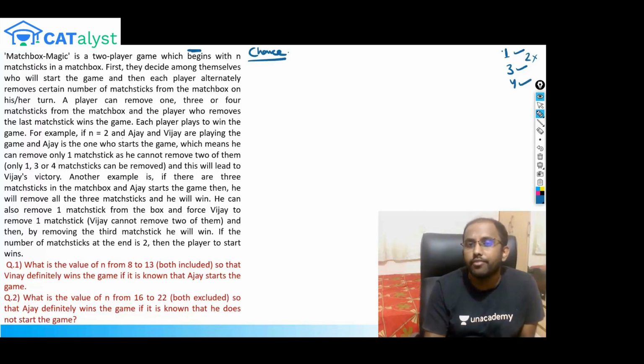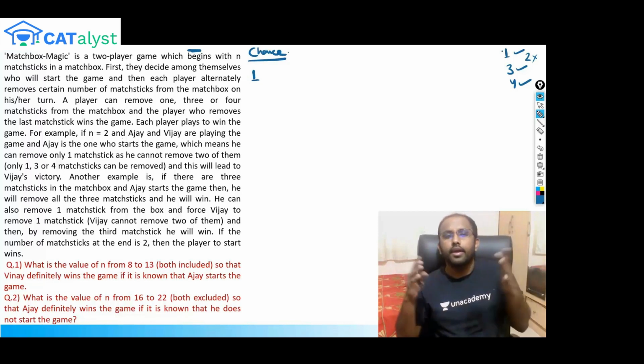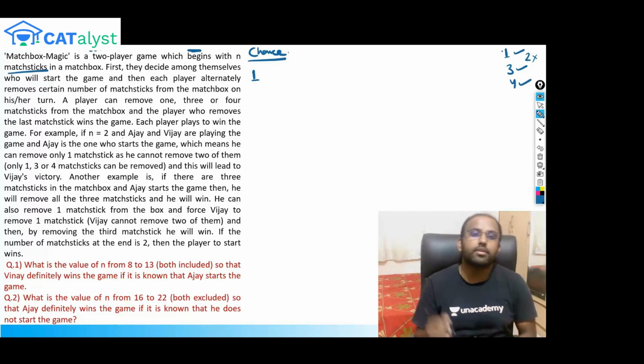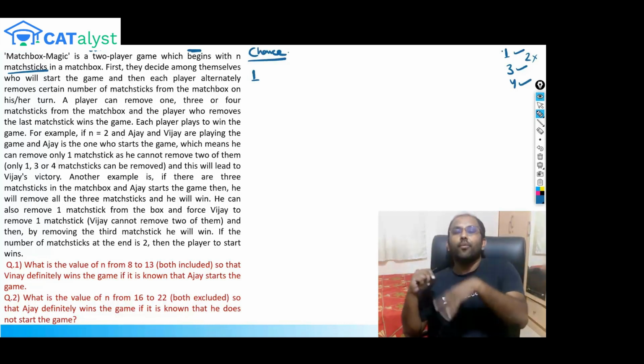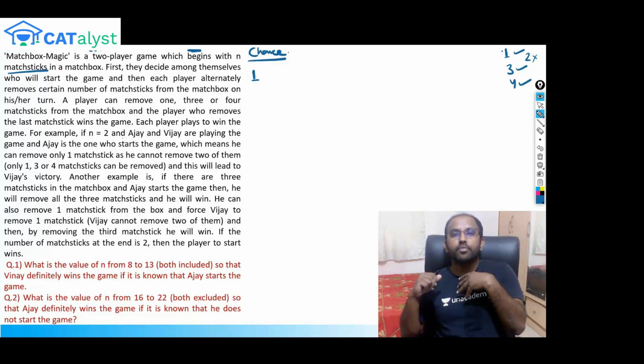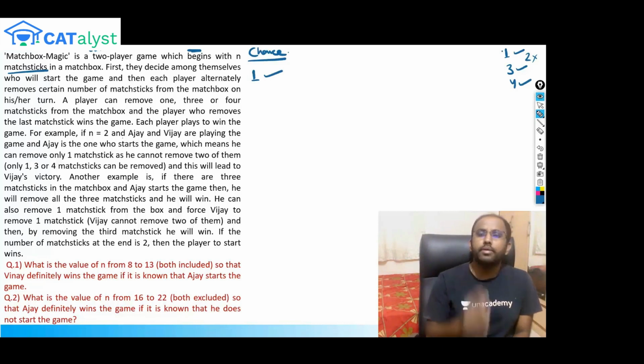So let's say whoever's chance it is. For example, at 1 coin, if it is my chance, right? Just think over it. If there is 1 coin, or 1 matchstick, same thing. Okay, so let's talk about coins, because matchstick is the wrong word to say. If there is 1 coin on the table, and it is my chance, will I win the game? Yes, because I'll pick that 1 coin and I'll win the game. So 1 is a winning number for me, right?